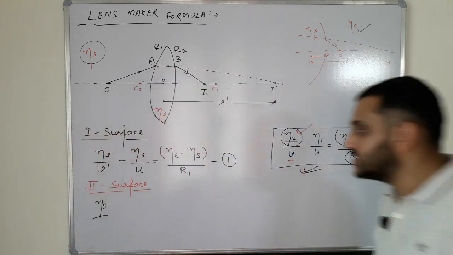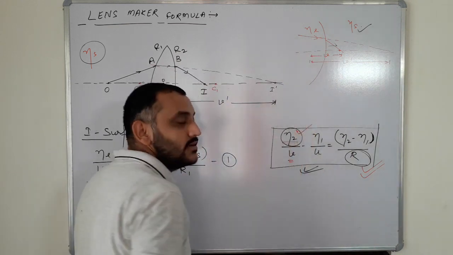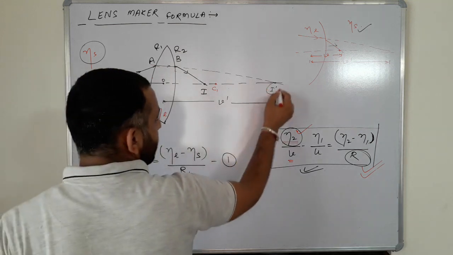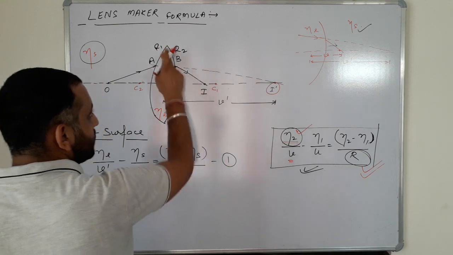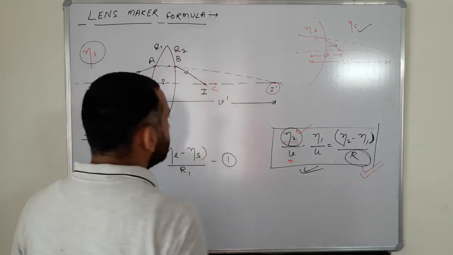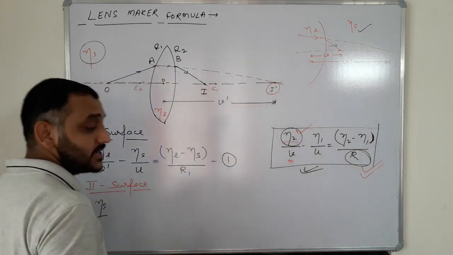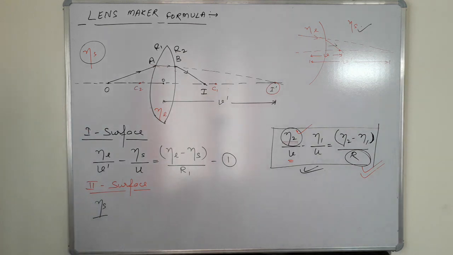V. V is the image distance. So what is the image? The final image for the second surface. See, the image formed by the first surface will act as the object for the second surface. Keep in mind again what I said, that the image formed by the first surface will act as an object for the second surface. So this will be neta S by V.